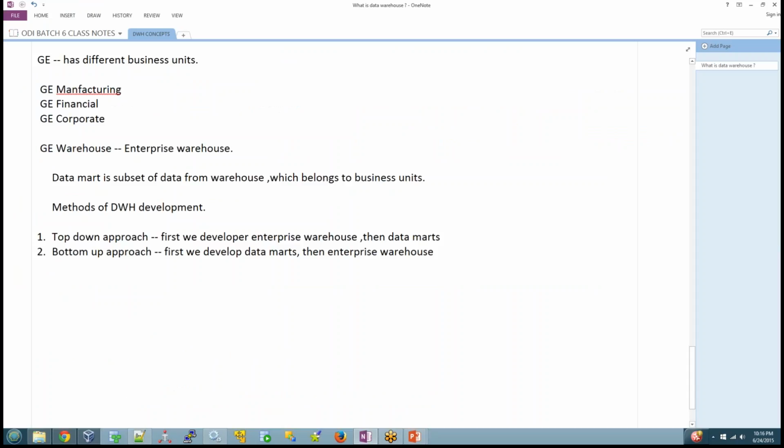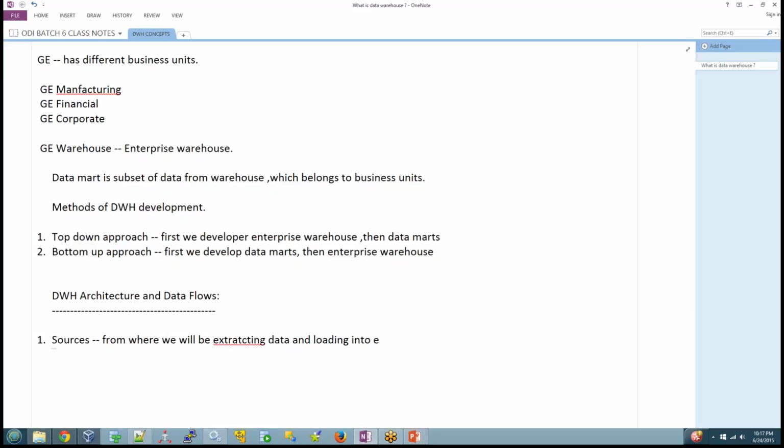First, the DWH architecture and data flow. How does the data flow in a data warehouse? First, sources. These are the sources from which we will be extracting data and loading into the warehouse. The warehouse is also a table. These sources can be anything, like an RDBMS, a SQL Server database, for example.